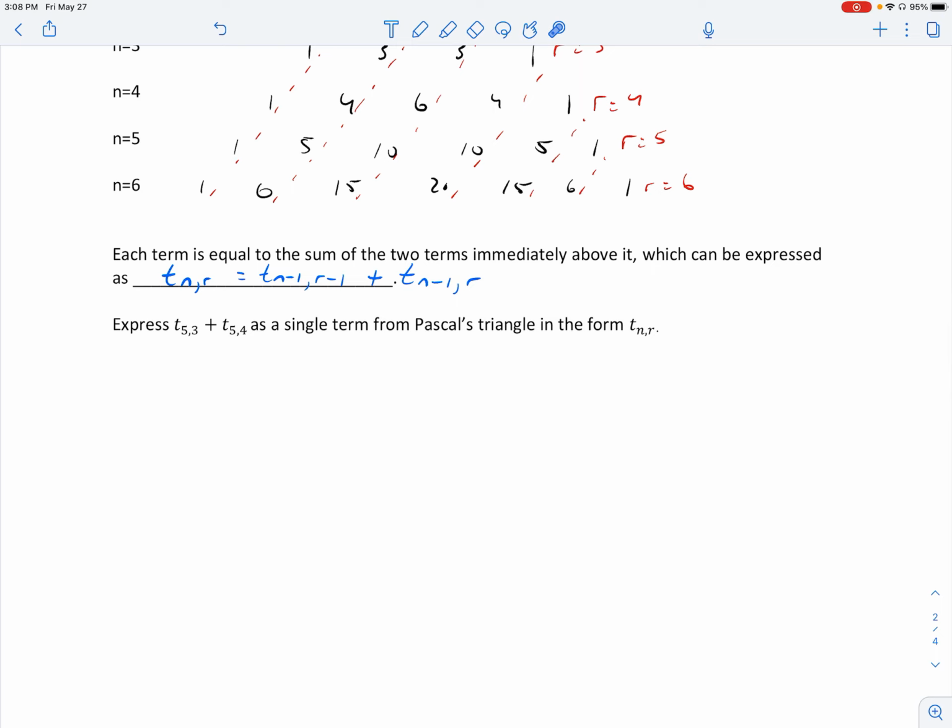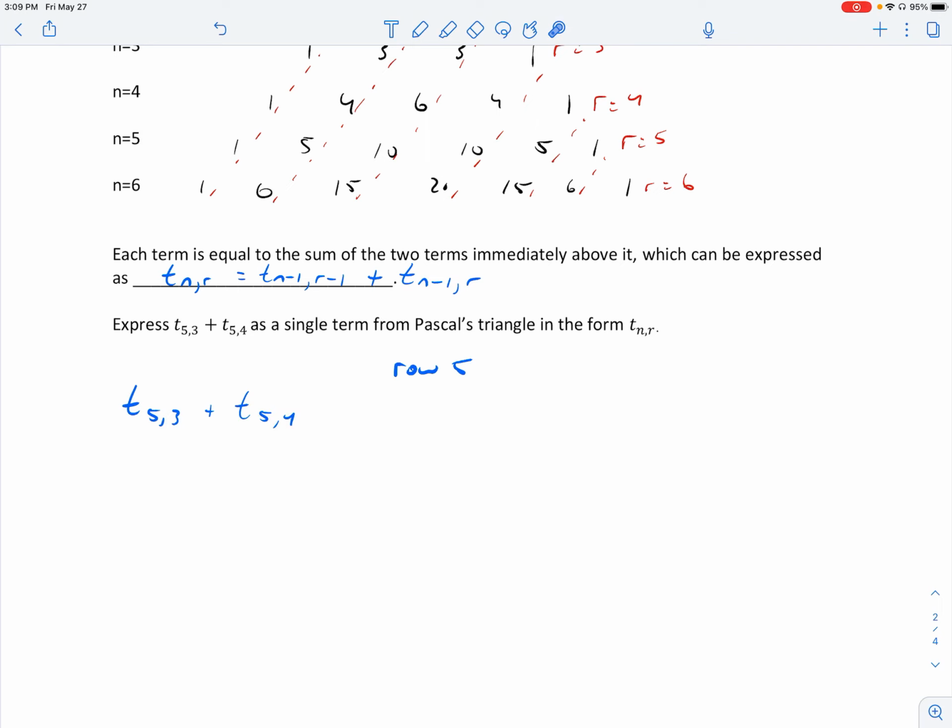So right here it says express T of 5 comma 3 plus T of 5 comma 4 as a single term from Pascal's triangle in the form T of n comma r. So T of 5 comma 3 plus T of 5 comma 4. If you look at it, these elements are actually right beside each other in Pascal's triangle. They're both in the fifth row. So this is row 5, and then we have diagonal 3 and 4.